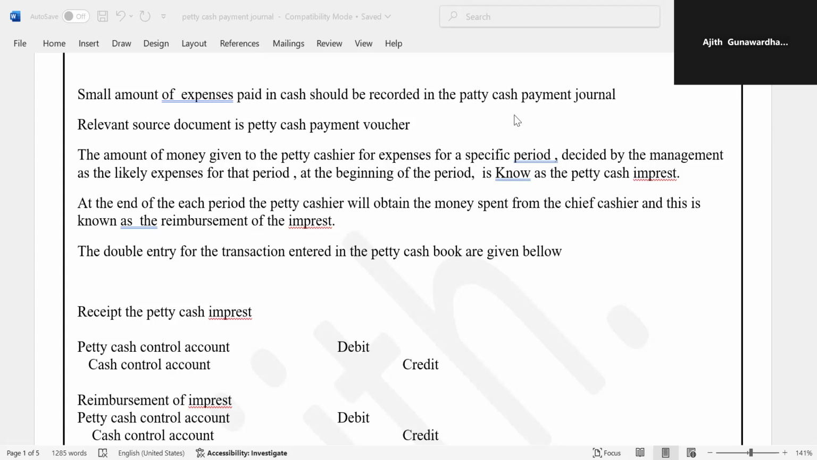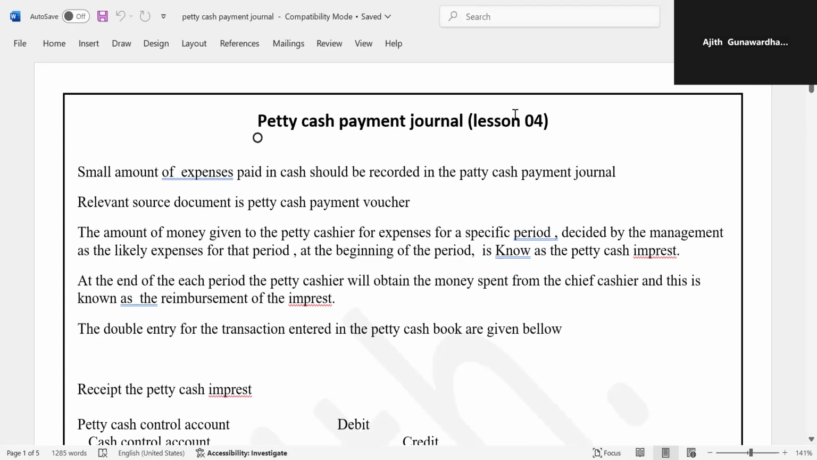The petty cash payment journal should record only a small amount of expense paid in cash. We have discussed the cash payment journal also. The cash payment journal records payment by issuing checks. But the petty cash payment journal records only a small amount of expense paid in cash. That is the first part.